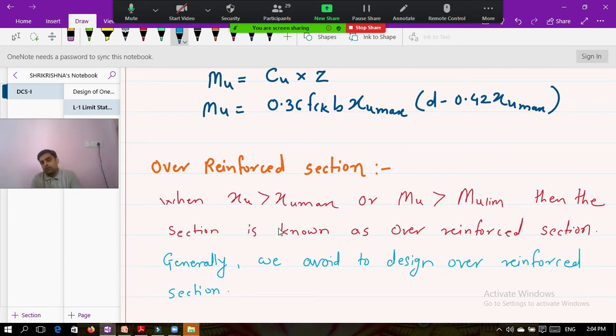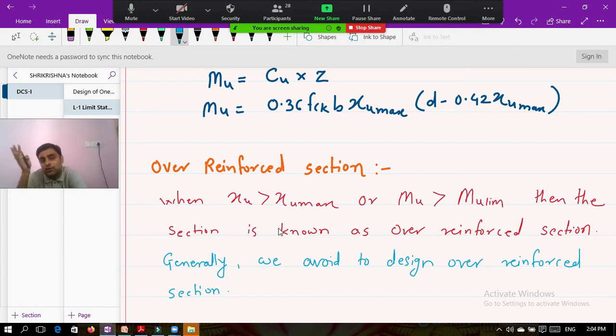Now what do you mean? If you design an under reinforced section or a balanced section, then before failure these sections give you some warning. Warning means you observe that the beam is cracked. Suppose the beam is there and you design that beam as an under reinforced section or balanced section. Then before failing, that beam will give you the indication that it is going to fail. So you will observe the cracks along the diagonal, and you will observe the cracks along the longitudinal axis, so that from that you can say that now this beam is going to fail.